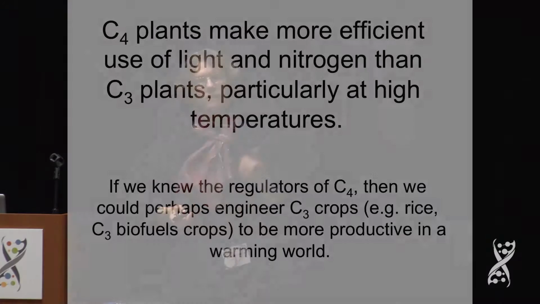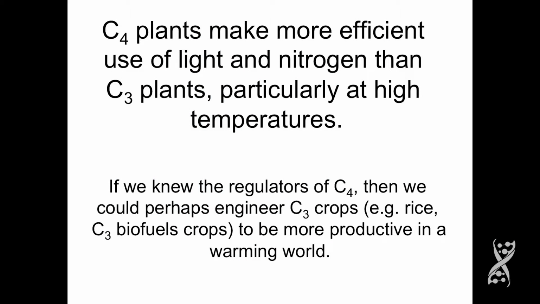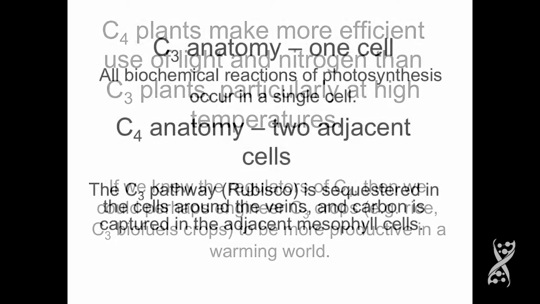This means that they're really attractive. The pathway is a really attractive target for engineering into C3 crops or C3 biofuels plants to make them more productive, particularly in a warming world where C4 is much more effective. That's if we knew the regulators of C4. And one of the messages from today is we don't know the regulators.